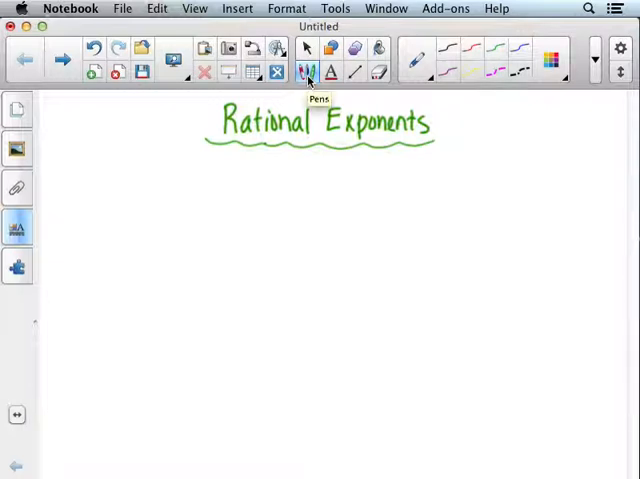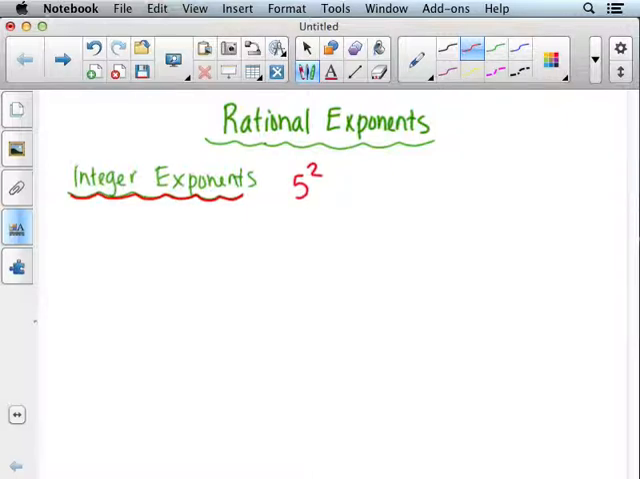So today's lesson is on rational exponents. We're starting our unit on exponential and logarithmic functions, and we need to discuss a little bit more about exponents. Up to this point, you guys have only had integer exponents. Integer exponents are when you have, obviously, an integer in the exponent. So something like 5 to the power of 2 or 6 to the power of negative 3. These are integers.